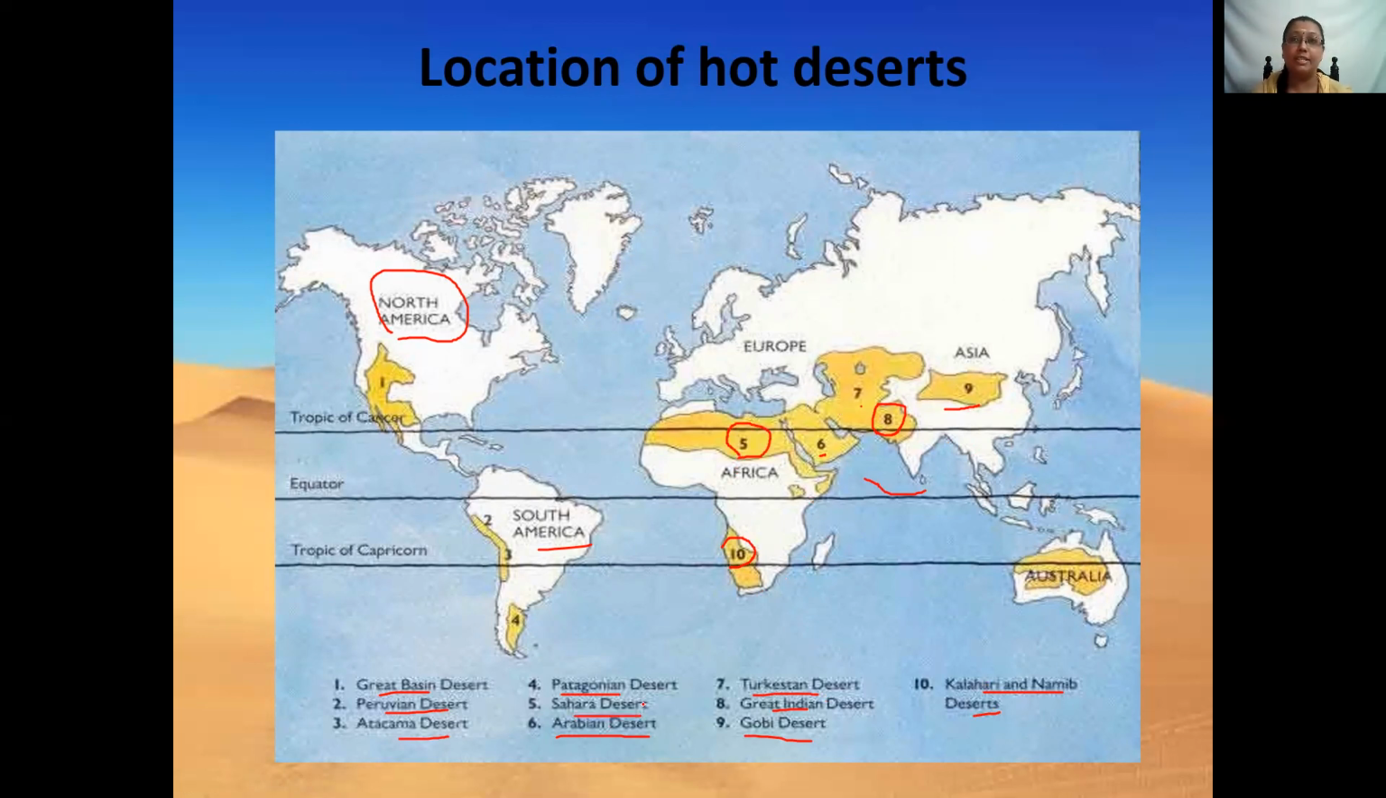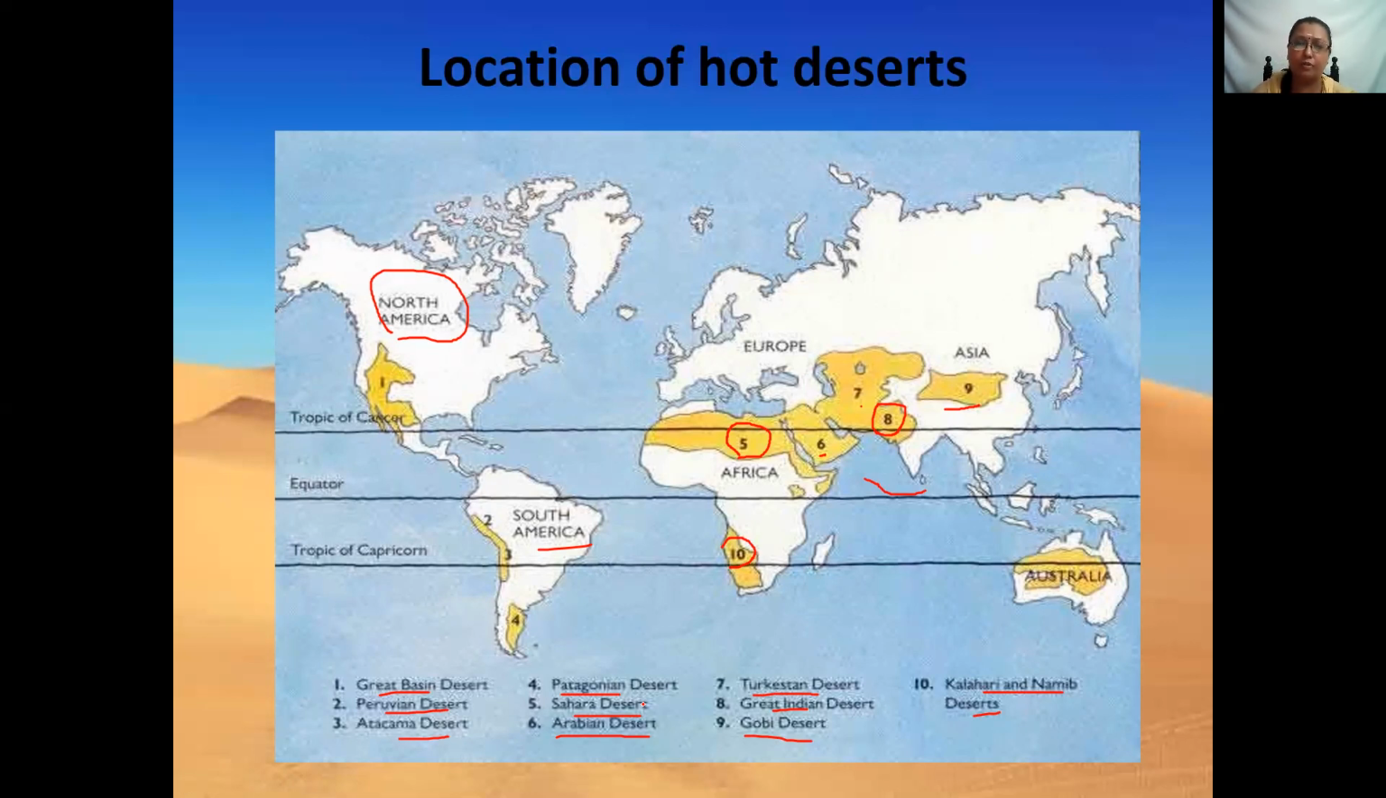You know about Sahara Desert, right? It is the world's biggest desert and also the hottest desert. Okay, so these are some of the important hot deserts in the world. Now let us see where they are exactly located.